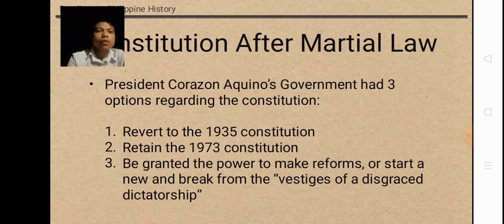President Corazon Aquino's government had three options regarding the Constitution. First is to revert to the 1935 Constitution. Next is to retain the 1973 Constitution. And the last one is to be granted the power to make reforms or start anew and break from the vestiges of a disgraced dictatorship.